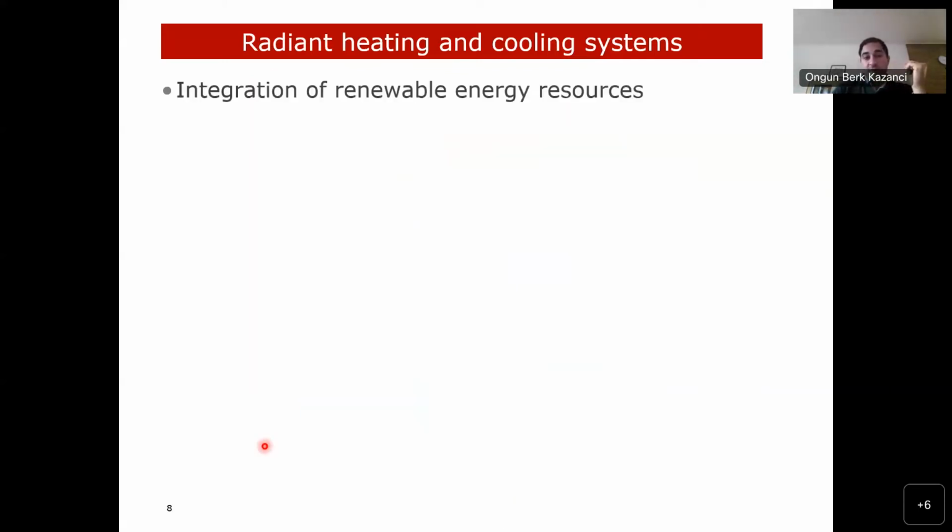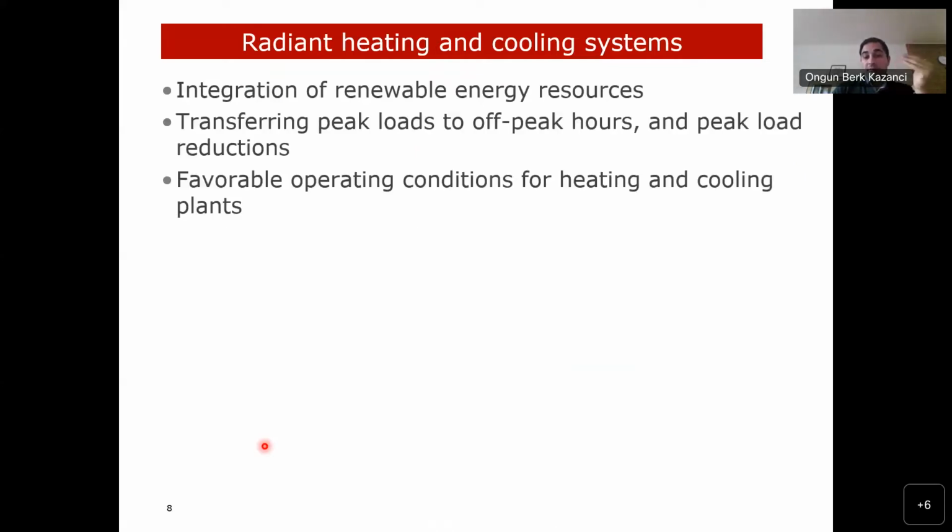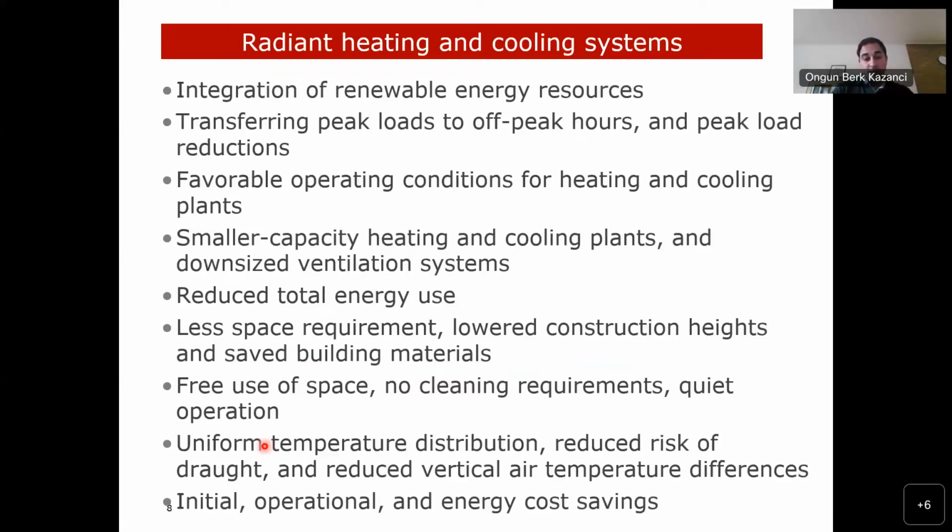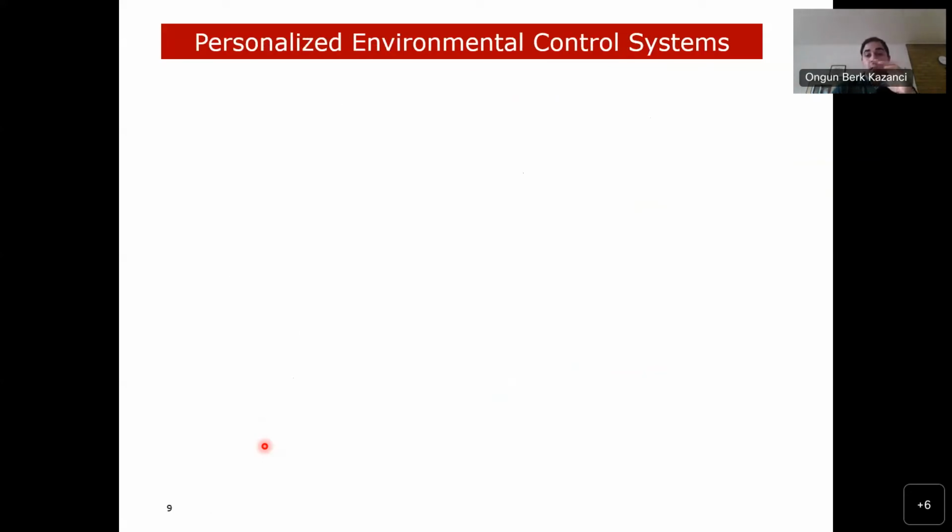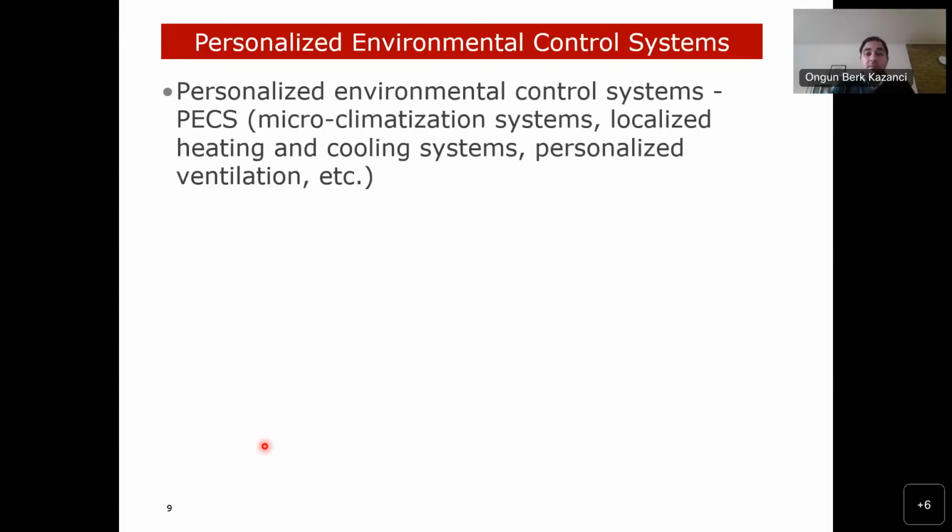So they have several benefits. I have listed them here, but due to time concerns, I will not go into the details, because we'll revisit some of them later in the presentation. But basically, they have several benefits in terms of energy performance, indoor environmental quality, and also system operation compared to more conventional systems such as mechanical air conditioning. After this brief introduction to radiant systems, now I'll move on to personalized environmental control systems.